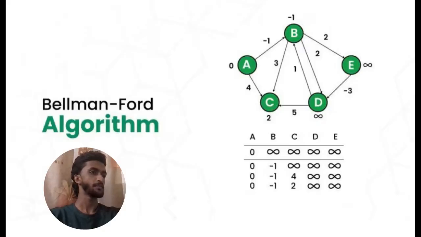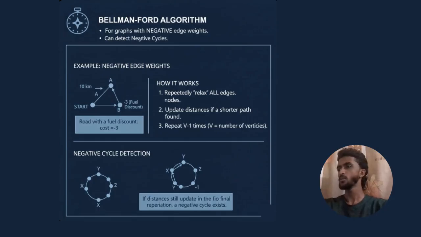Now let us talk about the Bellman-Ford algorithm. The Bellman-Ford algorithm is used when your graph has negative edge weights. For example, imagine a road where you get a fuel discount, so the cost becomes -3. Another example is a company that gives a reward for using a certain road.